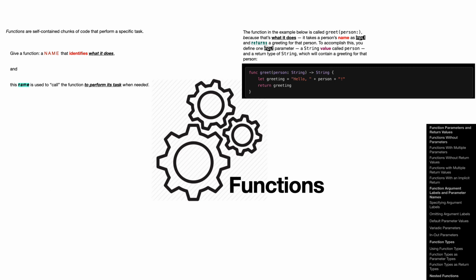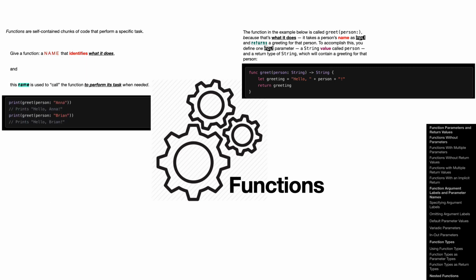So this is how we greet Anna. And another example, we greet person Brian. So both will give different output. One will print hello Anna, and if you call again with Brian as a parameter, it will print hello Brian.